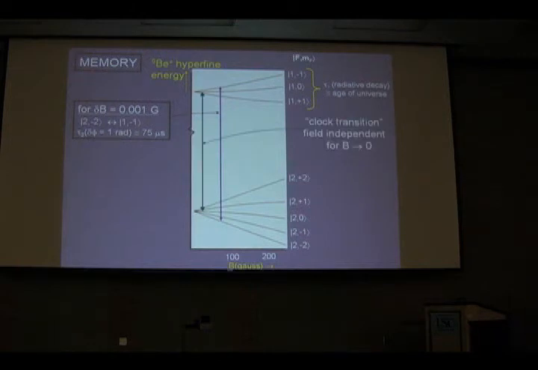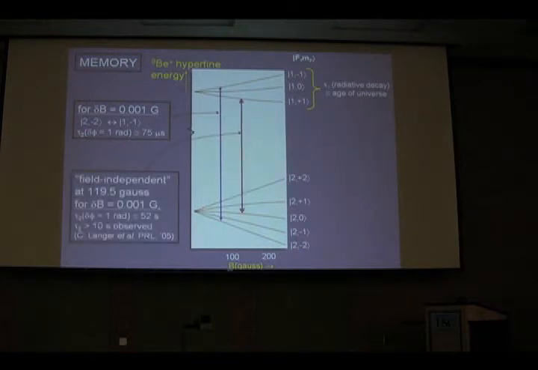Another choice, though, is that we could use this so-called clock transition, this MF equals zero to MF equals zero transition, which, as the field approaches zero, you can see the slopes of these energy levels becoming horizontal, so we become more immune to the magnetic field effects. On the other hand, we need some finite magnetic field to separate out these levels so that we don't drive the other transitions off resonantly. So we're still stuck with a linear component that has linear field dependence there.